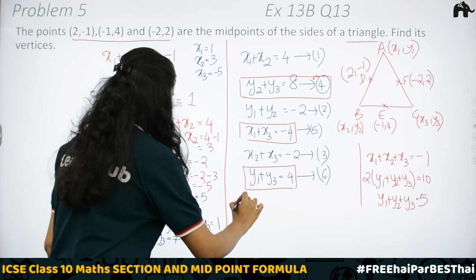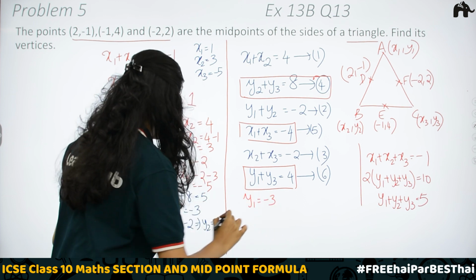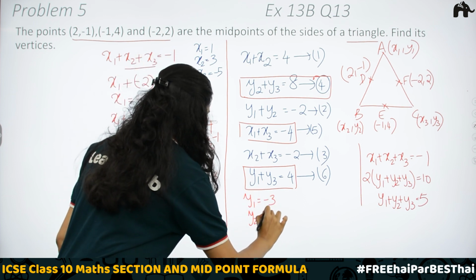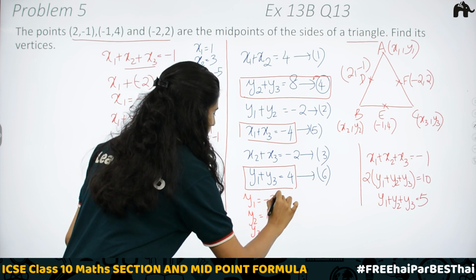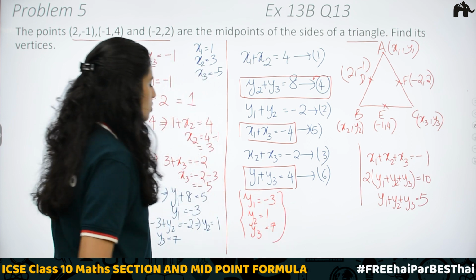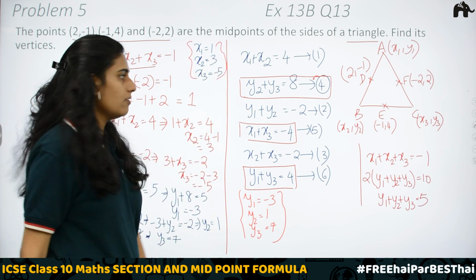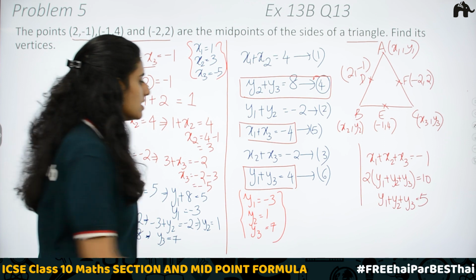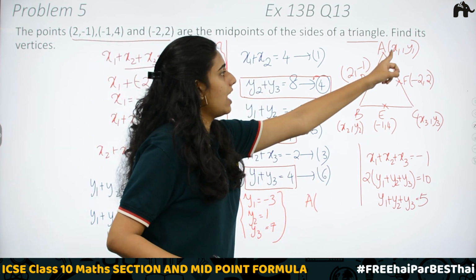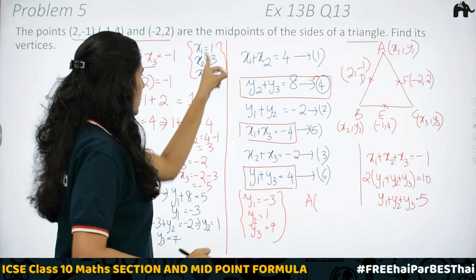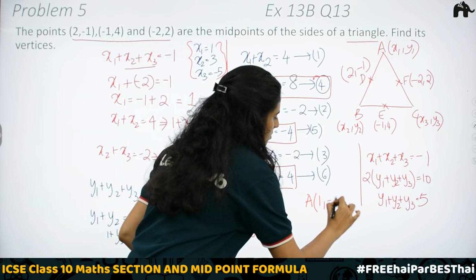Therefore, the y values are y1 is equal to minus 3, y2 is equal to 1 and y3 is equal to 7. We got the y1, y2, y3 values and the x1, x2, x3 values. Then we can write the coordinates. A coordinate. Here we have x1, y1. x1 is 1 and y1 is equal to minus 3.